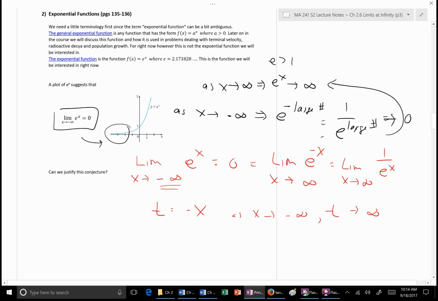Now, what's the benefit of this? Well, let's go ahead and rewrite this limit. So now I'm going to put t in here. I said as x goes to negative infinity, t goes to positive infinity. And I'm going to make this change of variables: instead of x, I'm going to put in minus t. And this one looks probably a lot more familiar if you do physics. I know that that's going to be 0, because that's the same as this right here.